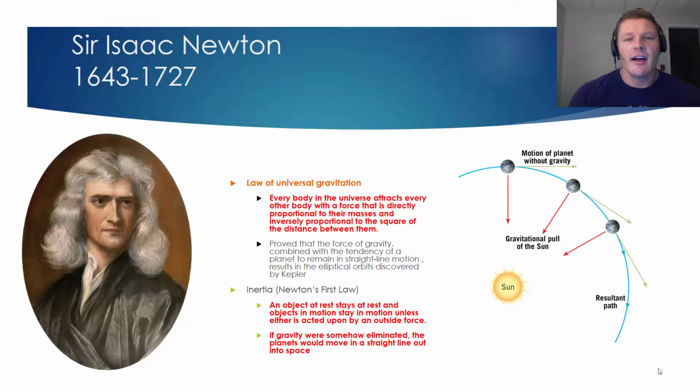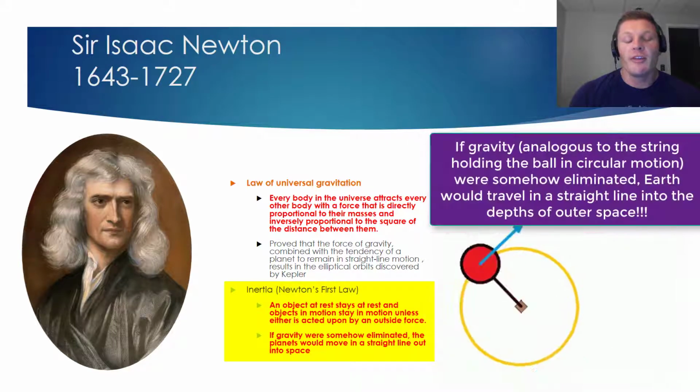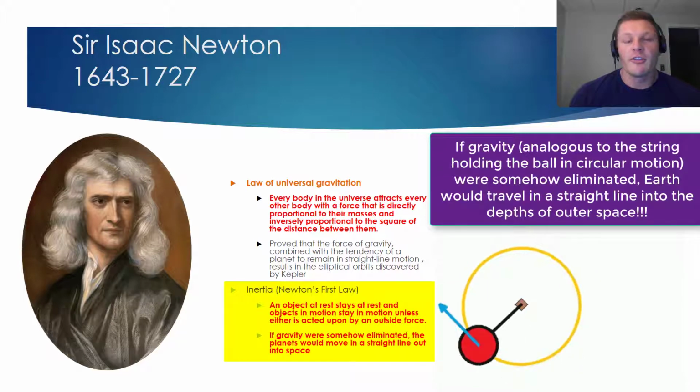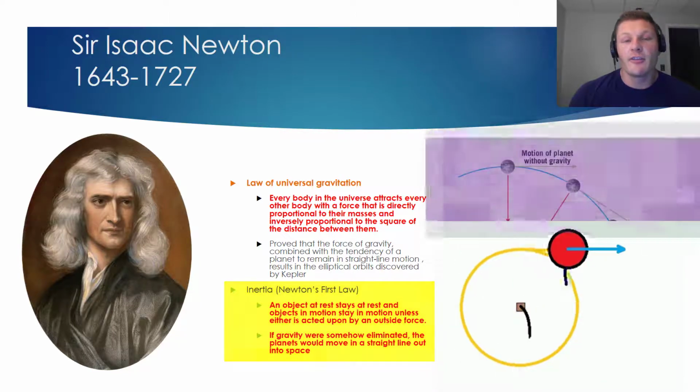Now let me build on this concept of planets wanting to remain in straight line motion. Because in order to explain this, we have to reference Newton's first law, which deals with inertia. Newton's first law states that an object at rest will stay at rest, and objects in motion will stay in motion unless they're acted upon by an outside force. But what's really important to note is that if the gravitational force between Earth and the Sun were somehow eliminated, Earth would move in a straight line path into deep outer space. I'd like to briefly show you a PhET simulation that illustrates this very idea.